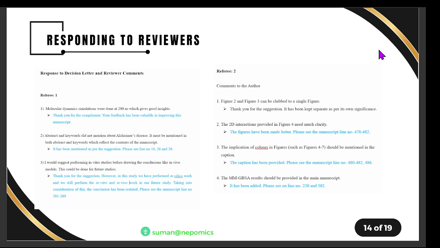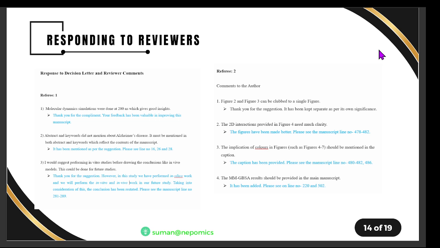So I have responded in this way: thank you for your compliment, your feedback has been valuable in improving this manuscript. And this way you can respond to a positive comment, okay. Then the next, second comment was that the abstract and keywords didn't mention Alzheimer's disease. It must be mentioned in both abstract and keywords, which reflects the content of the manuscript. So don't think it will be just a major thing that they comment on; they can even comment on simple things, like a spelling mistake or whatever. So you just need to change that.